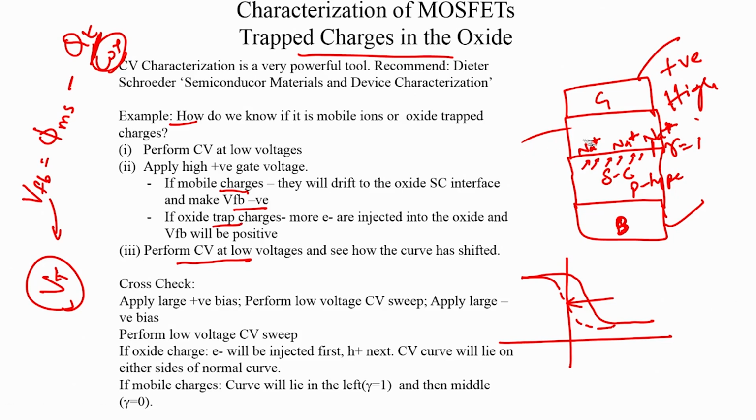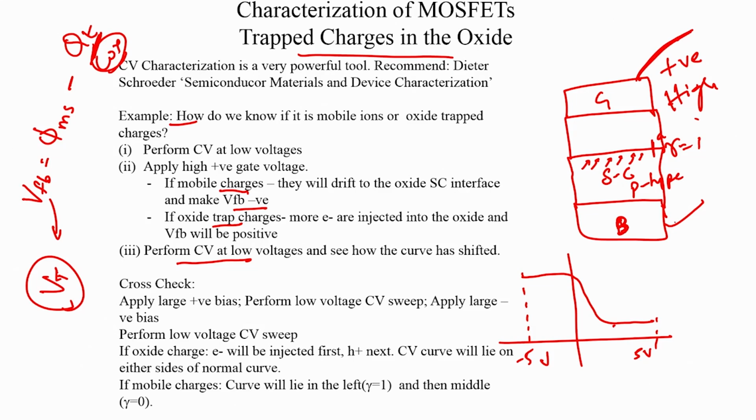So, let us say the cause of trap charges is not mobile ions, but it is oxide trap charges. Now, once again we initially do the low voltage CV measurements. What do you mean by low voltage CV? It simply means that the voltages here are not very high. So, let us say we just do your regular CV measurements. And now, when we again apply a very high positive voltage, but now since it is electrons and holes that are responsible, let us say it is not mobile ions, but electrons and holes, what would happen?